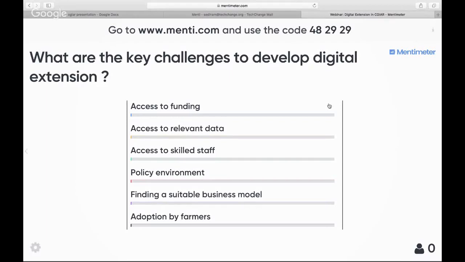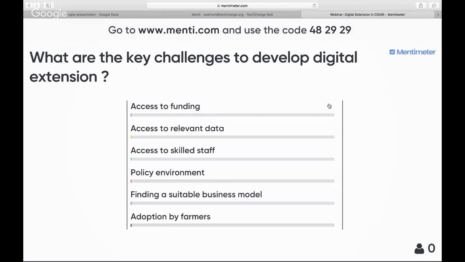Yes. So if any of the presenters, but also the audience, can go to www.menti.com and use the code that is up there, 482929, you can vote on this question. Basically, you rate how much these challenges are key challenges in your opinion for digital extension. While we're having this, we will just continue with some other questions.